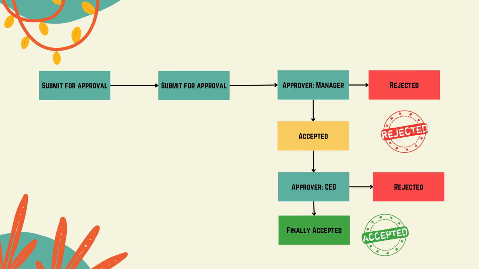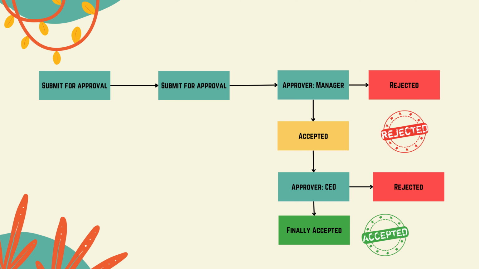To move the process forward, approval steps are crucial. They assign approval requests to specific users and define the chain of approval. In our example, the first step assigns the approval request to the submitter's direct manager. This sets the stage for the approval journey.